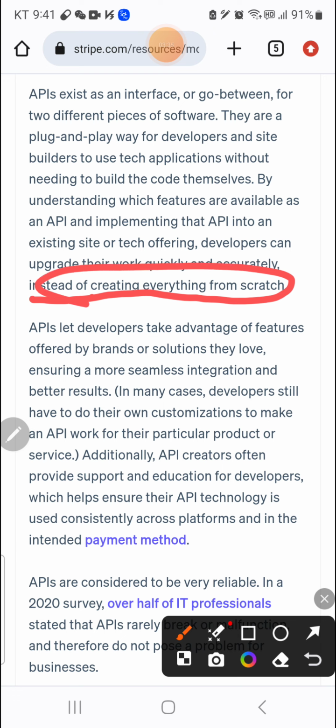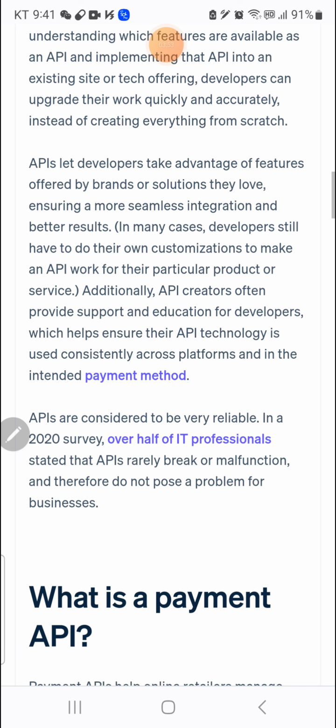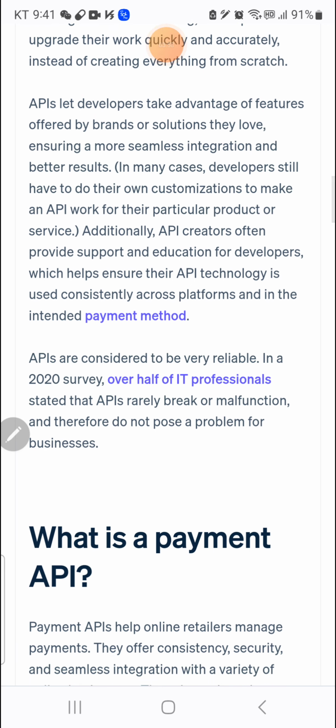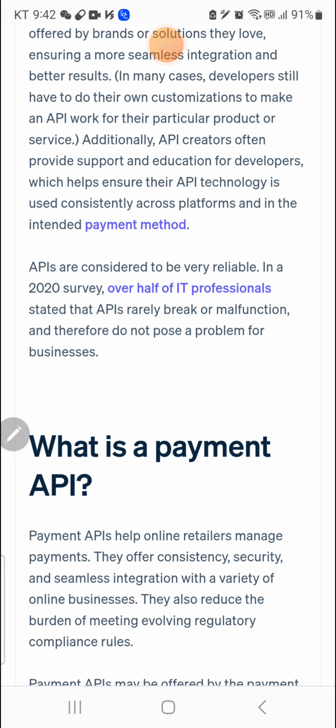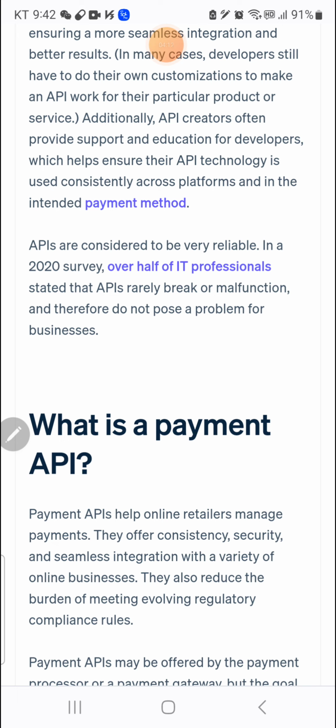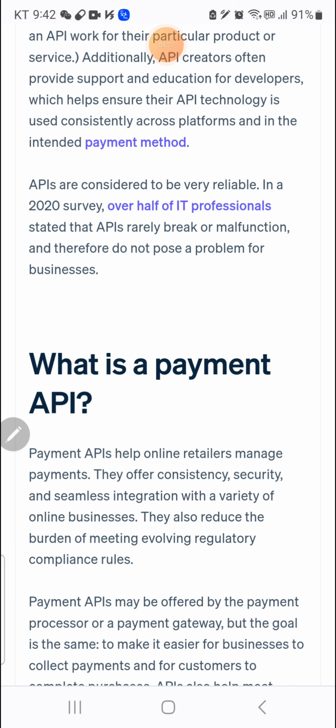Instead of creating everything from scratch, from the ground up, APIs let developers take advantage of features offered by brands or solutions they love, ensuring a more seamless integration and better results. In many cases, developers still have to do their own customizations to make an API work for their particular product or service. Additionally, API creators often provide support and education for developers, which helps ensure the API technology is used consistently across platforms and in the intended payment method. APIs are considered to be very reliable. In a 2020 survey, over half of IT professionals stated that APIs rarely break or malfunction and therefore do not pose a problem for businesses.